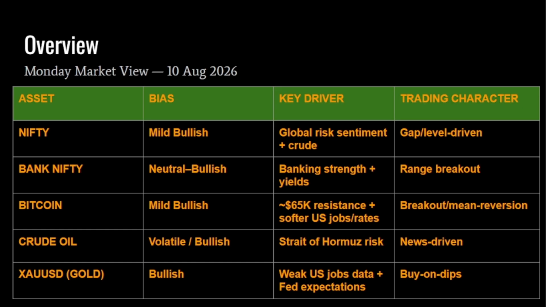And finally, gold or XAUUSD. The bias is bullish. Weak US jobs data and expectations regarding the Federal Reserve are the major factors, and the preferred approach is to look for buy on dips opportunities.